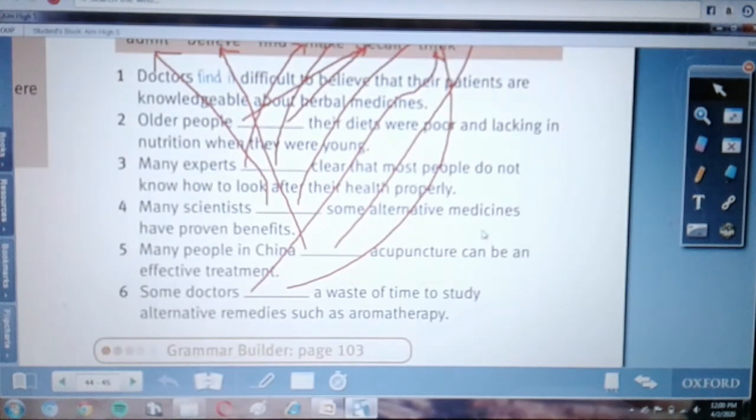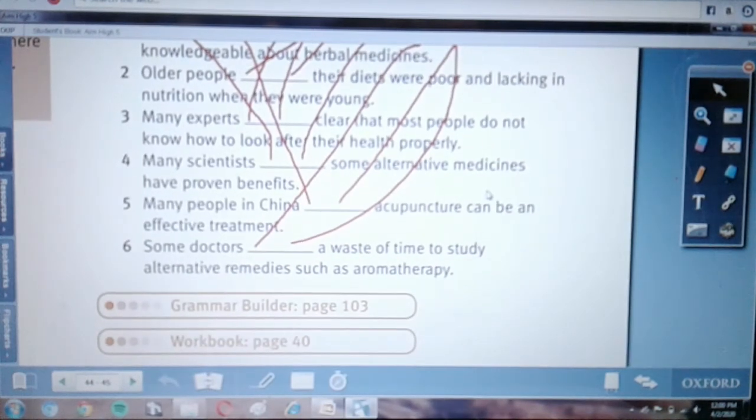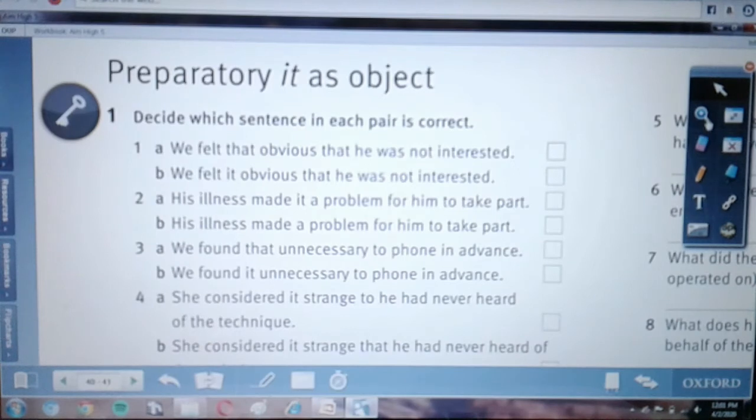Now, please open your workbook, guys, page 40. Have you opened your workbook? Page 40. Let's take a look at the first part. On the first part, you need to decide which sentence in each pair is correct. Only choose one answer among those two options, A and B.